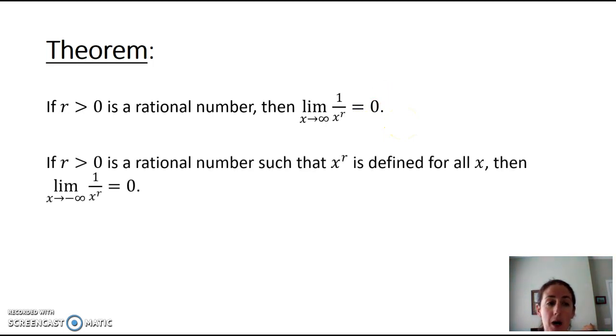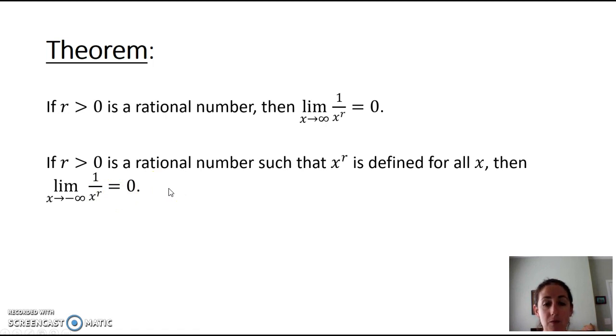Now, if r is a positive rational number where x to the r is defined for all x, so keep that in mind. You couldn't have something like the square root, r being 1/2, because that's not defined for all values. It's not defined for negative values. But if r is a rational number so that x to the r is defined for all x, then the limit as x approaches negative infinity of 1 over x to the r also goes to 0.